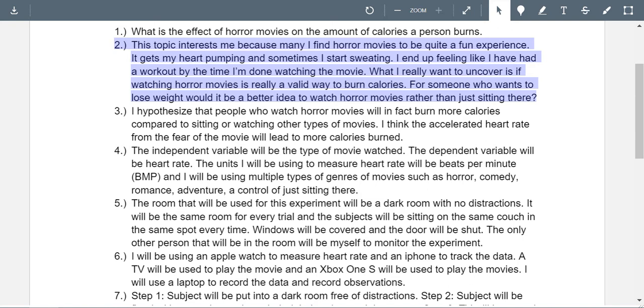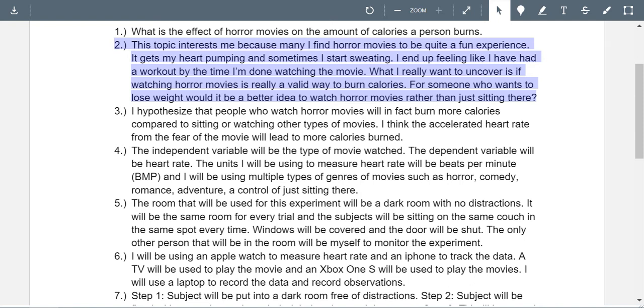You said, "What I really want to uncover is if watching horror movies is really a valid way to burn calories for someone who wants to lose weight. Would it be a better idea to watch horror movies than just sitting there?" Okay, well, from a scientific standpoint, you've got a way to talk about how this can benefit the world, obviously with a study like this. Now, how you're going to do this study, nothing has been revealed by this background. So again, you have got a lot to dig into here with this background research. So please make sure you dig a lot more into it.